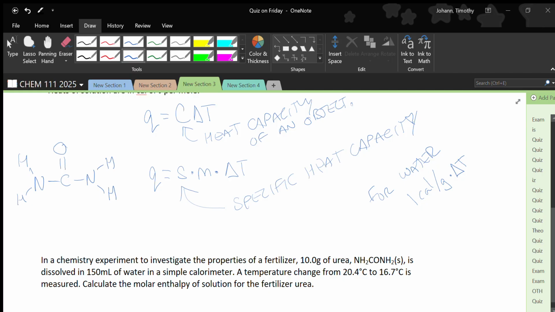But back to here. We're investigating the properties of a fertilizer. 10 grams of urea, there's that, is dissolved in 150 milliliters of water in a simple calorimeter. The temperature changes from here to here and is measured. Calculate the molar enthalpy of solution of the fertilizer urea. Okay, so we want to know the molar enthalpy of solution. So does it absorb heat or release heat? Well, first off, look at this. Does it absorb heat when it dissolves or release heat? Did the solution get colder or hotter?